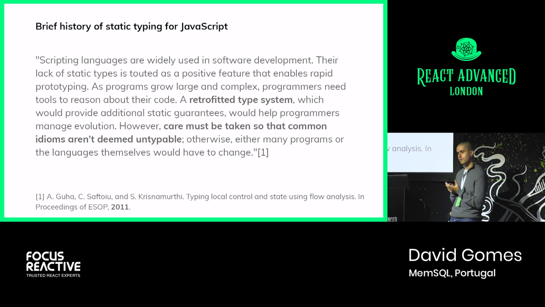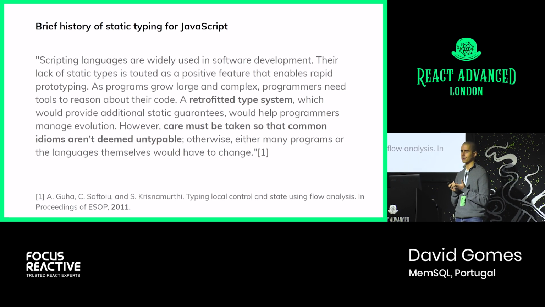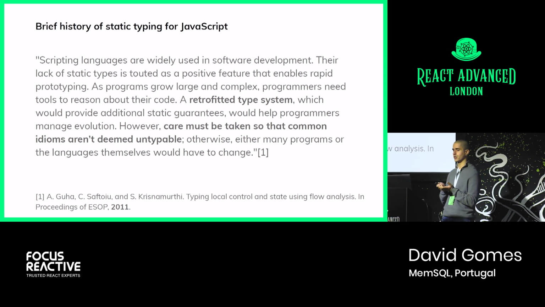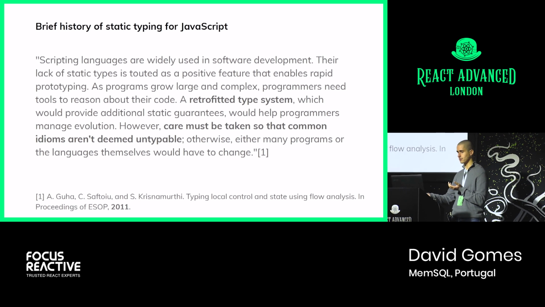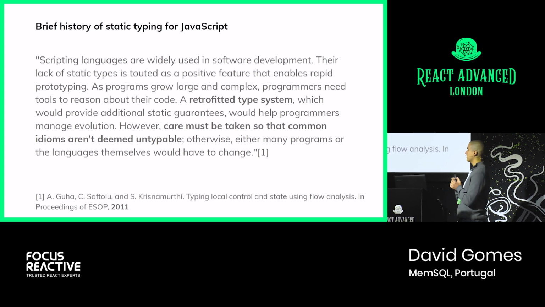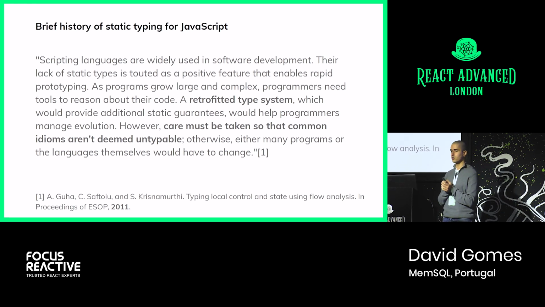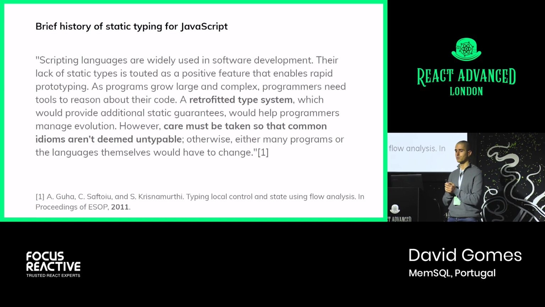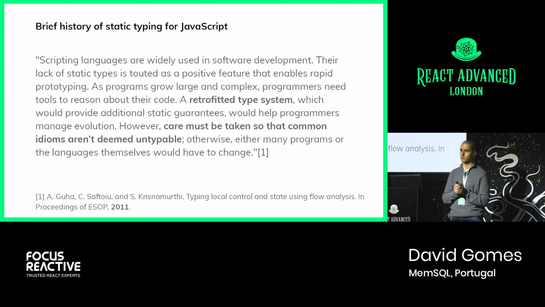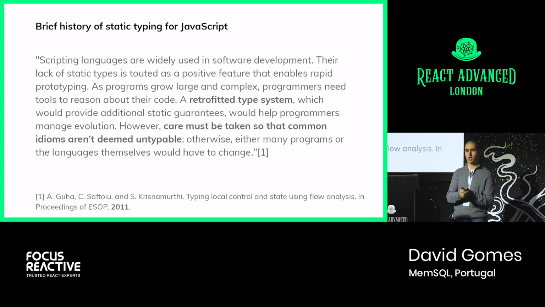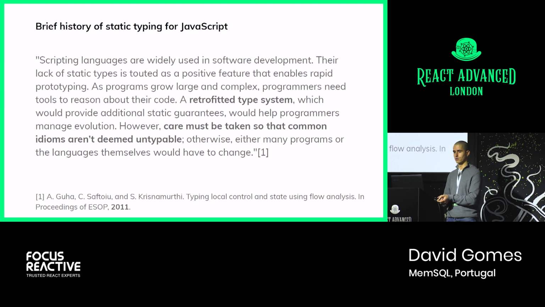And one of the most interesting things they say in this paper is that in order to retrofit a type system on top of a dynamically typed language, one must take care so that common idioms aren't deemed untypable. So if we were to add a type system on top of JavaScript, we would have to be very careful not to make common idiomatic JavaScript unacceptable, right?